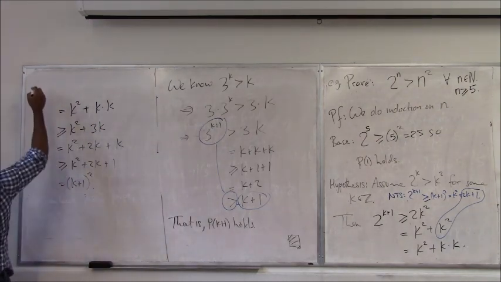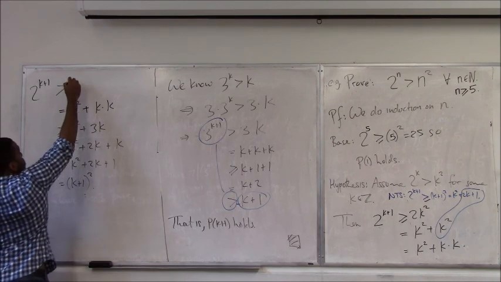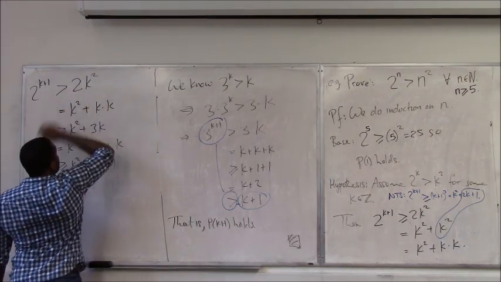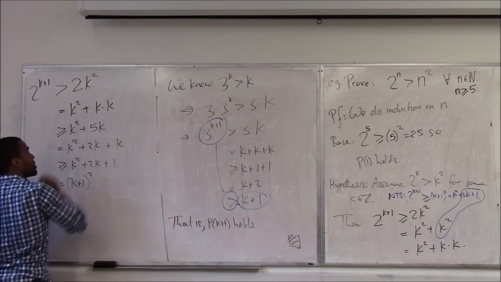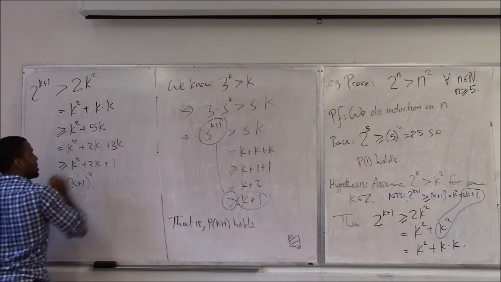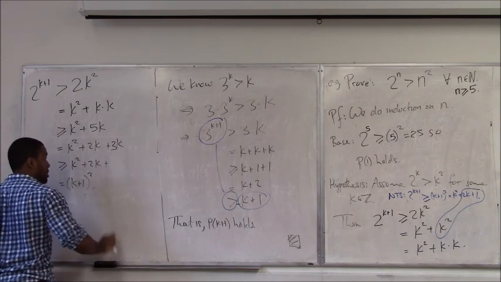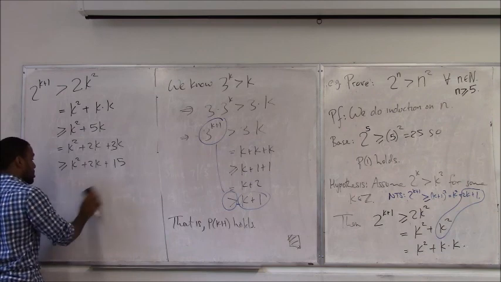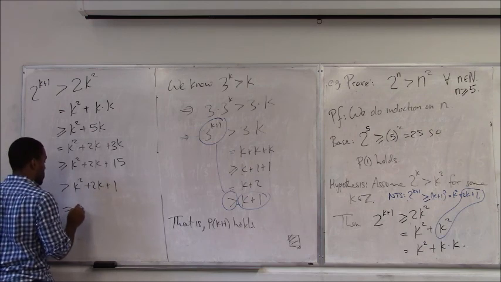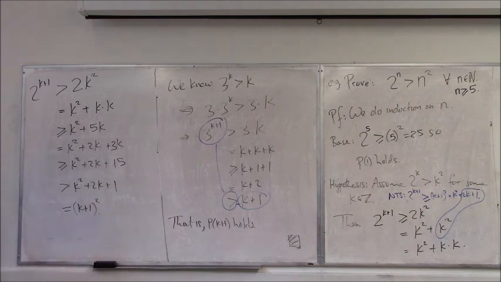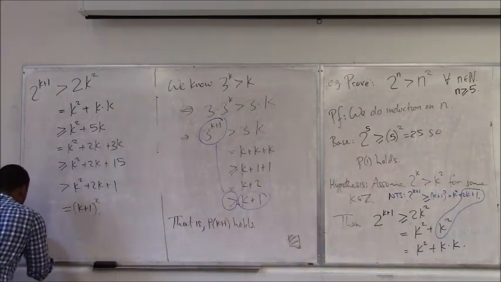And so we would have 2 to the k plus 1 is greater than 2k squared, which is equal to this, which is greater than 5 of these guys. Which I can split into this, which is at least 15. And that's definitely bigger than when you have 1. Yeah, sorry about that. That was a little technical.